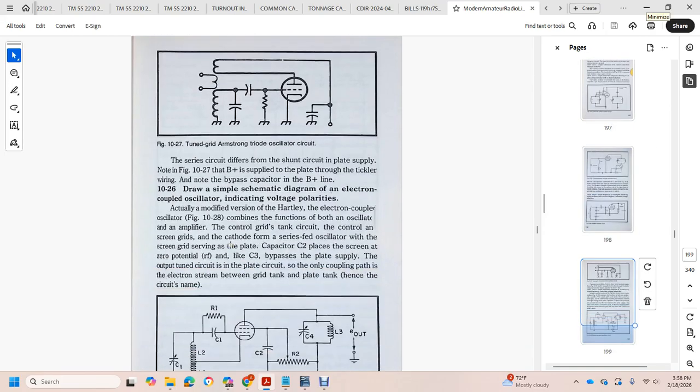Draw a single diagram, tuned grid Armstrong triode oscillator, series feed plate, indicating voltage polarities. The series circuit differs from the shunt circuit in that the plate is supplied, as noted in figure 1027 B, with the supply to the plate through the tickler winding, with a note of the bypass capacitor to the B1 plus line.